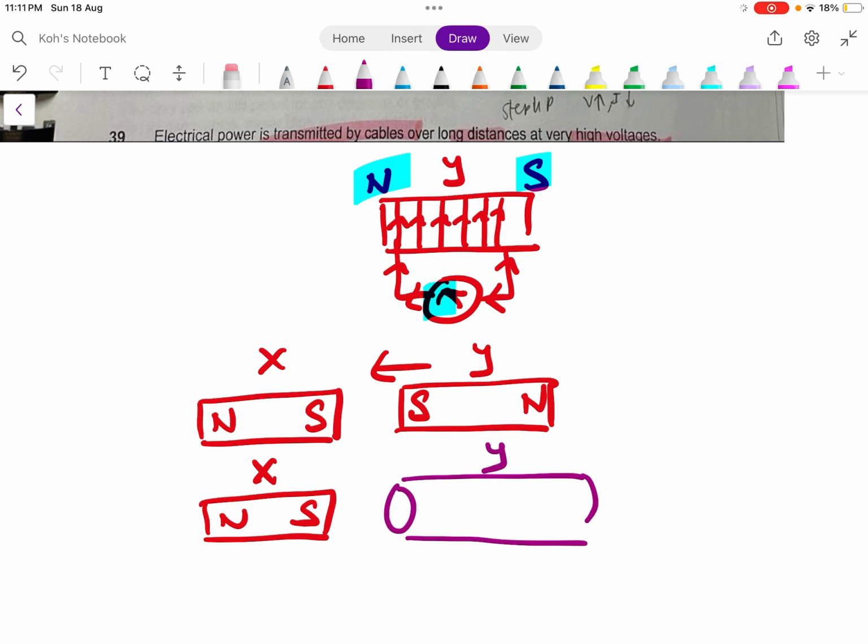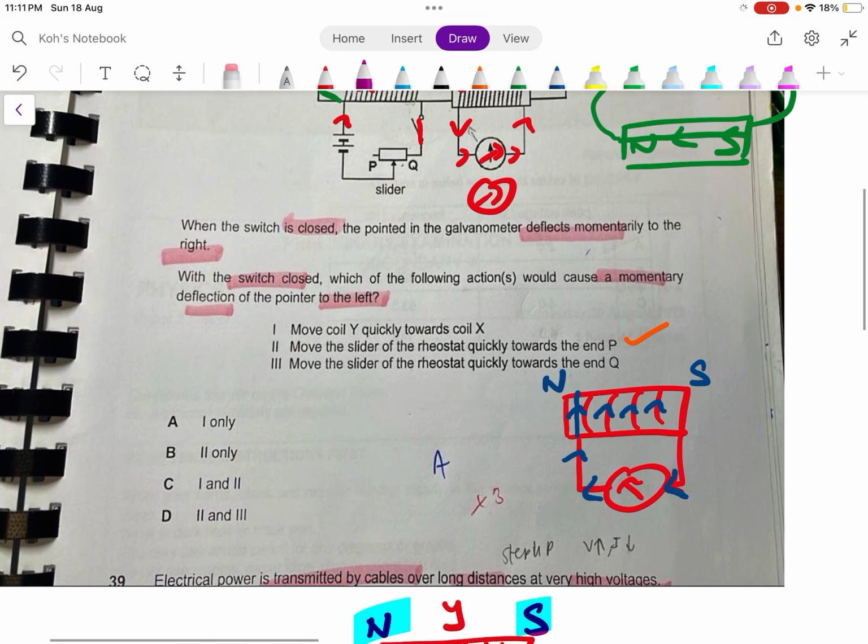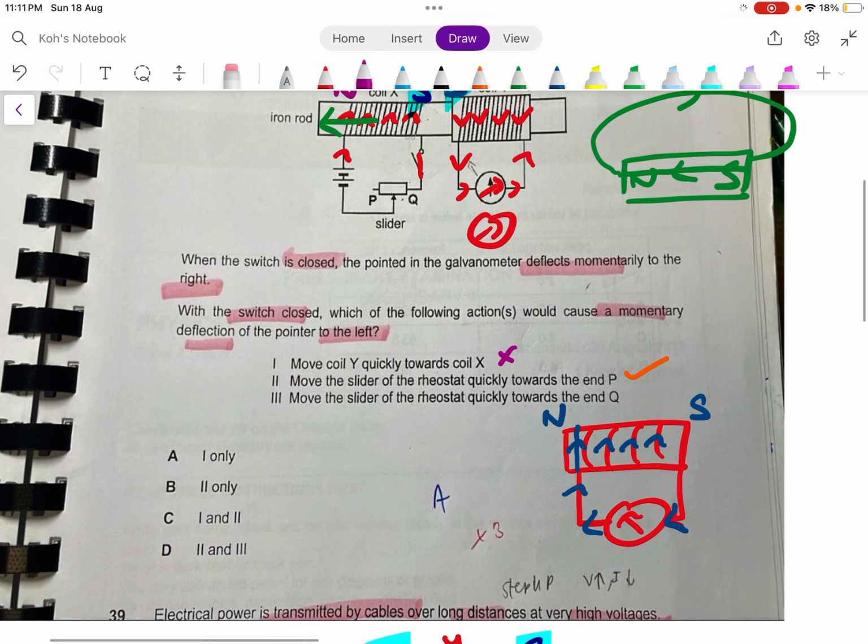So when X is moving towards the coil Y, this part must be south pole, because you want to oppose, you want to prevent this from coming in, right? So it's south pole here and north pole here. So what you're actually doing, you are still causing the galvanometer to point towards the right hand side. So it's not pointing to the left hand side, right? Okay, so number one option is out already. Okay, what about number two?